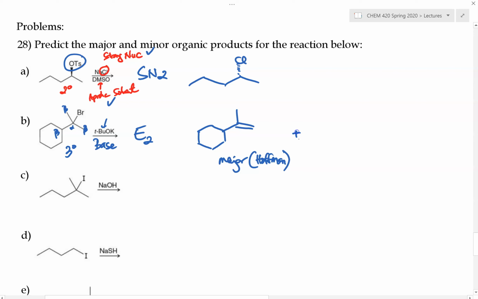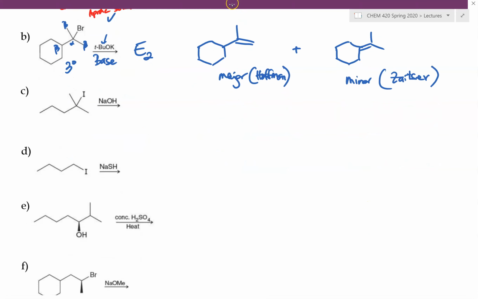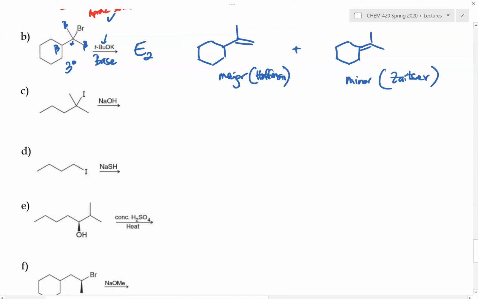The other product that may form, as a minor product, would be the Zaitsev product. So in this case, the more stable alkene would not be the major product, but would be a minor product. And this is the Zaitsev product. And now let's try C.